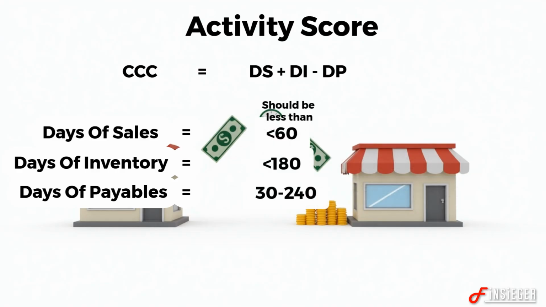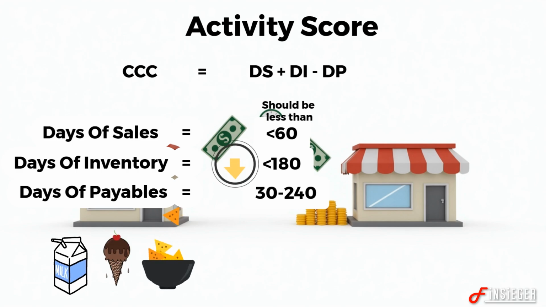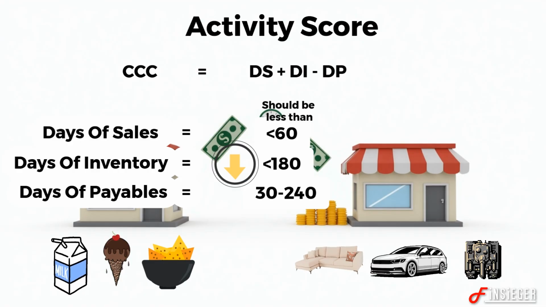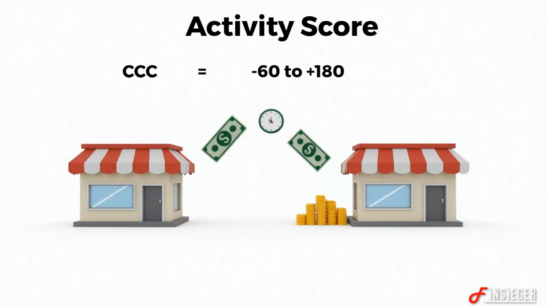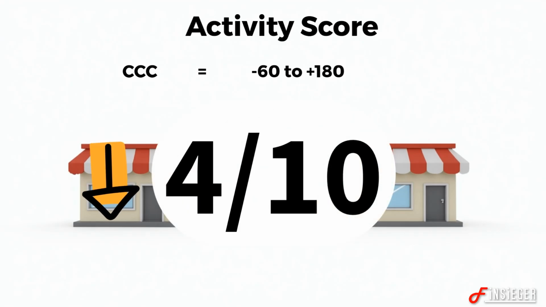Days of sales should be less than 60, the higher the worse. Days of inventory depends on what the inventory is. If inventory is perishable like milk or ice cream or other foodstuff, then days of inventory should be quite low. For other types of inventory such as furniture or automobiles or defense equipment, higher inventory is quite okay but might hurt cash conversion. And days of payables should be higher than 30 and less than 240, which gives flexibility to use cash in a better way. Overall the cash conversion cycle is better from -60 to +180. A score below 5 out of 10 is considered not that great cash management.